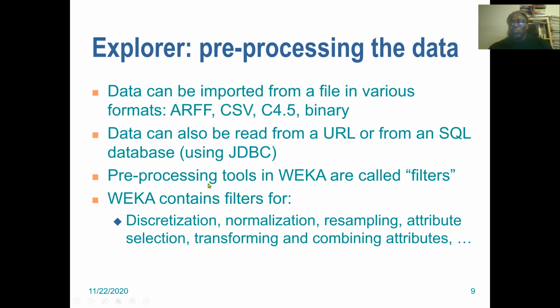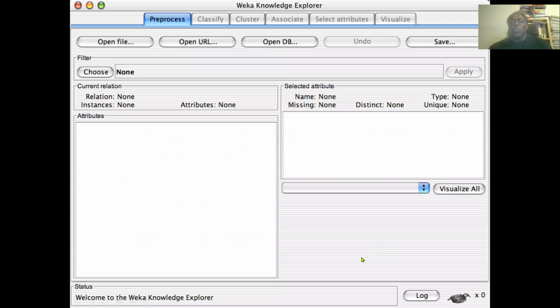So pre-processing tools in Weka are called filters. And Weka contains filters for discretization, which means I want to change the value from individual to interval value or grouping value or ordinal value, etc. Then normalization. We can do resampling, attribute selection, transforming, and combining attributes, etc. We may go through most of them. So when we start the Weka program and the Explorer, this is what we get.